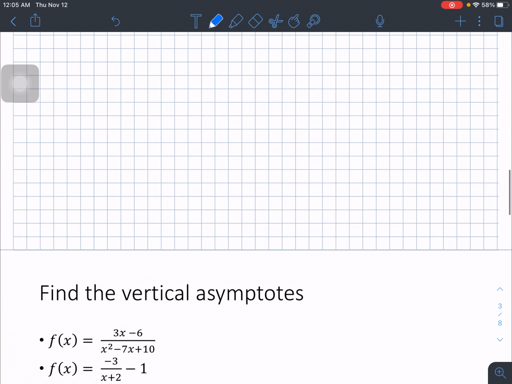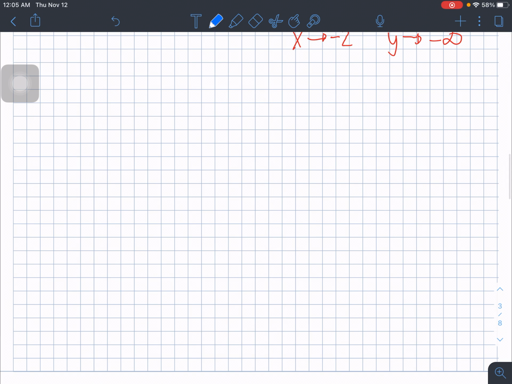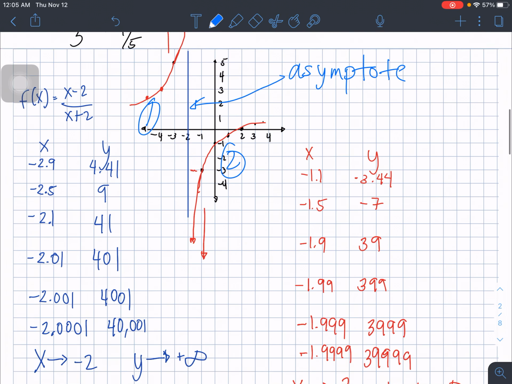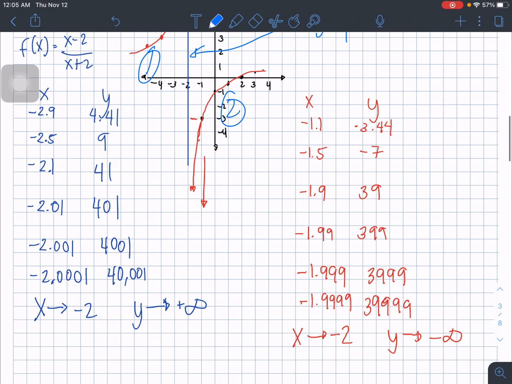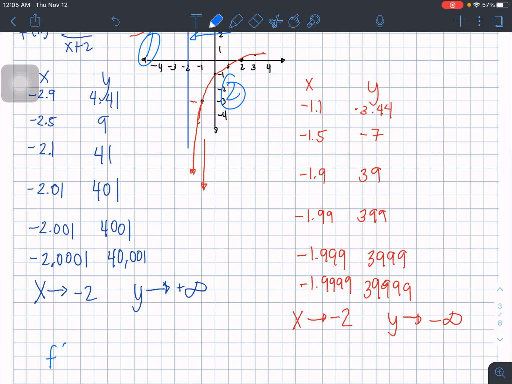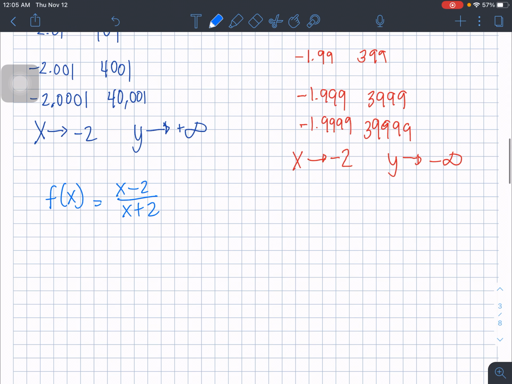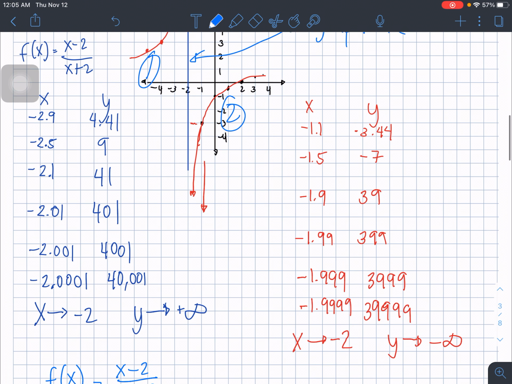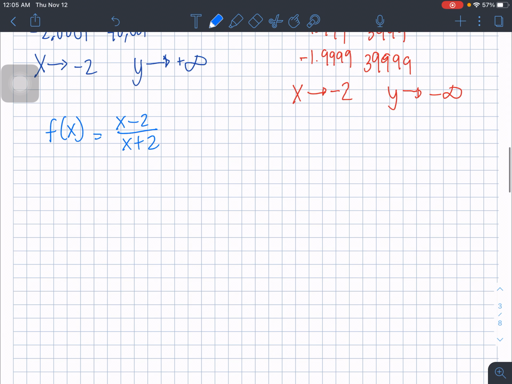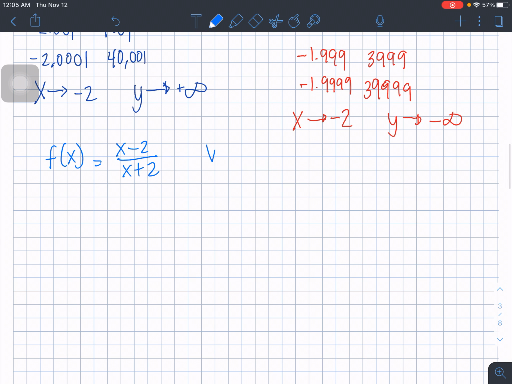Okay, so finding the asymptote will be an easy procedure. Let's have an example, the earlier example, f of x is equal to x minus 2 over x plus 2. When dealing with this, the asymptote is in a vertical direction, so in an upright orientation. So it is so called a vertical asymptote.